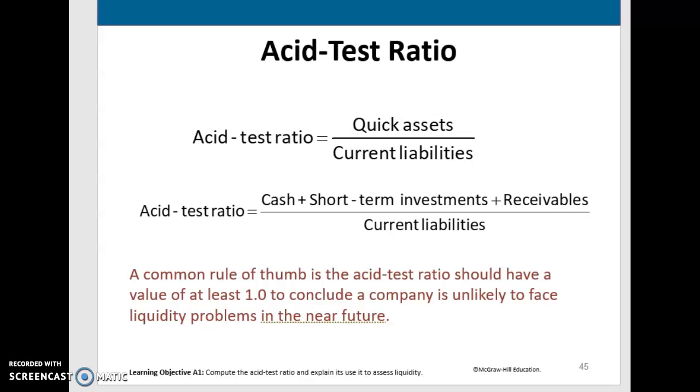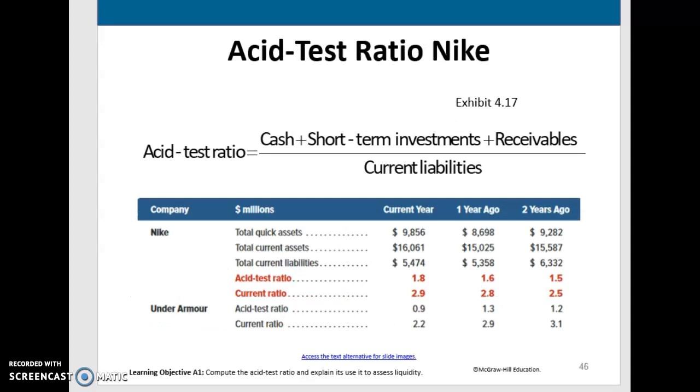We normally want this to be about 1.0. If this number gets too high, it might indicate that we are not utilizing our cash resources to the best of our shareholders' interests. We might be better off investing in additional plant assets or other longer term investments. So there's kind of a fine line. We don't want it to be too high. However, we don't want it to be too low because we don't want to show that we are not able to pay our bills. So let's take a look.